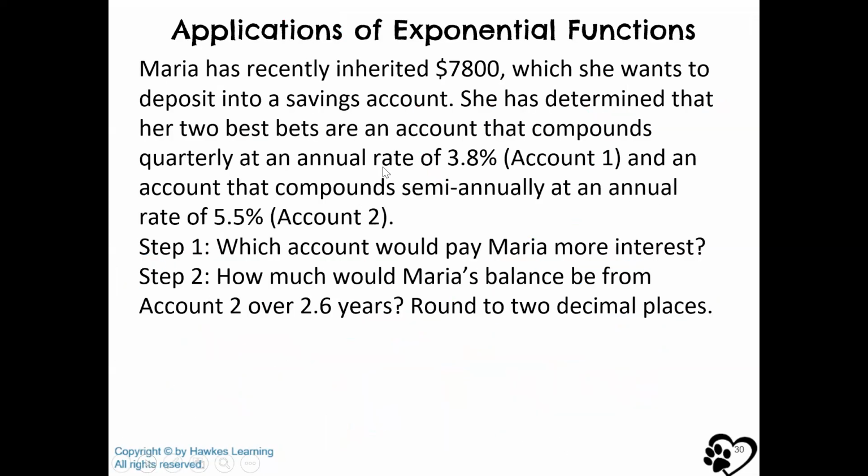So you'll have several of those. All right, once again, this is a different problem, because this one is now compounding quarterly at this rate for account 1, and the other one is semi-annually at this rate. Now, the first question on this one is which account would pay Maria more interest?